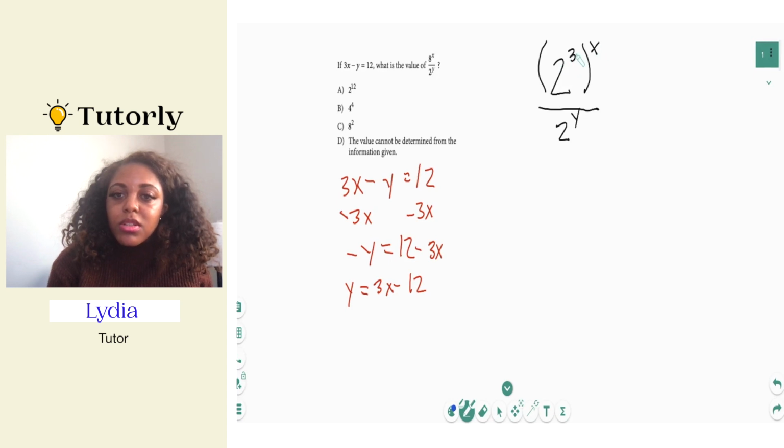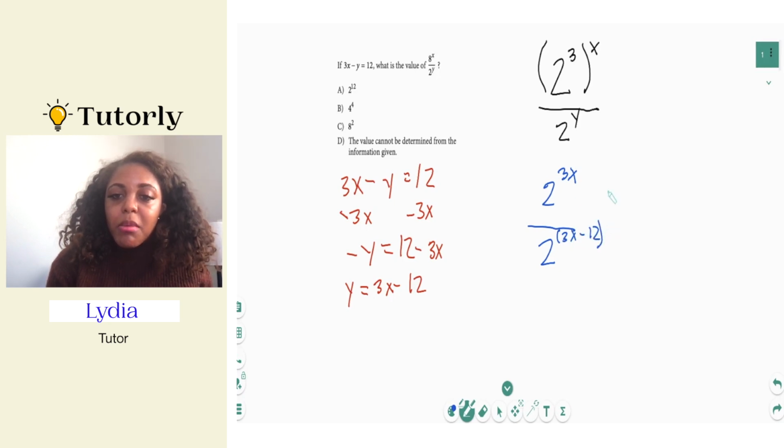So first, 2 to the power of 3 to the power of x. With the laws of exponents, if we raise an exponent to an exponent, that's the same as multiplying those values. So this is going to be 2 to the power of 3x, because 3 times x is 3x, divided by 2 to the power of the quantity 3x minus 12.